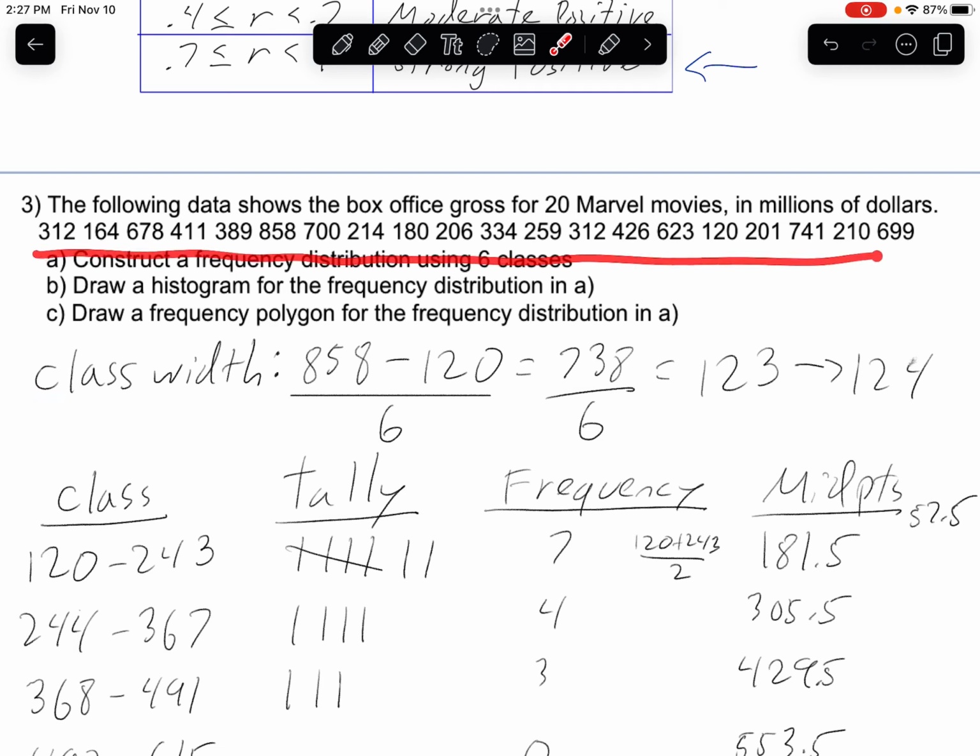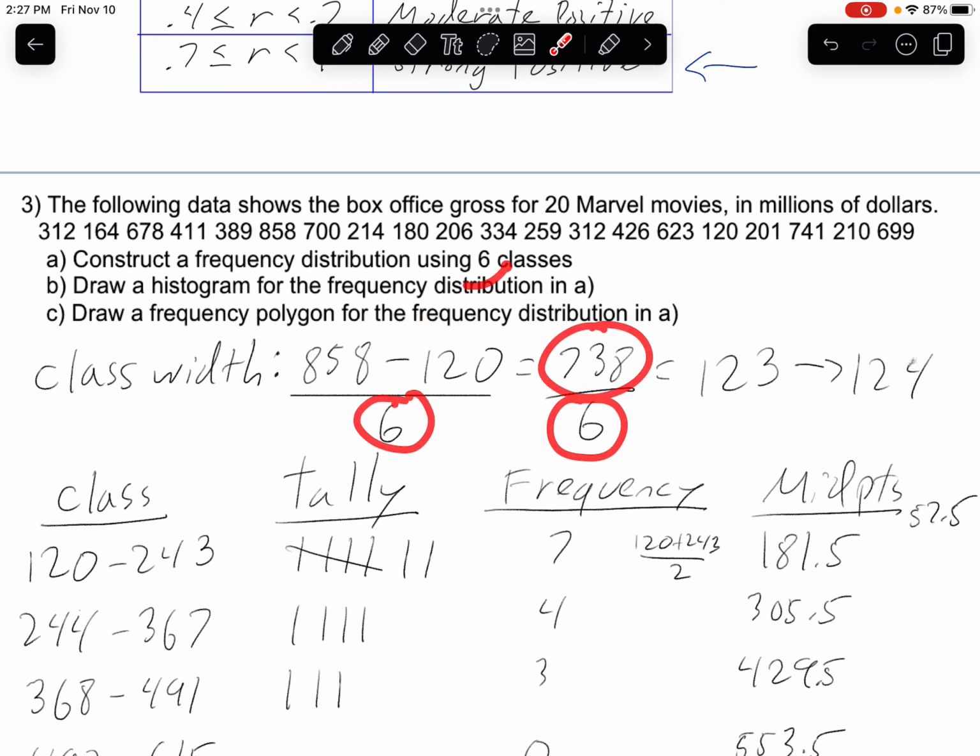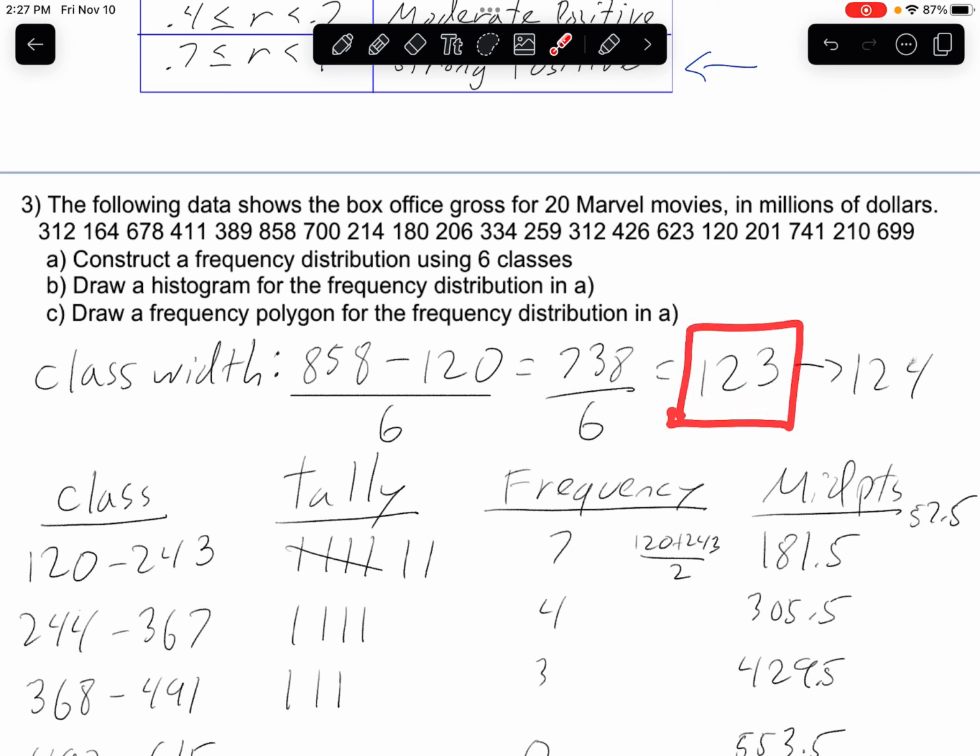Find the highest value in this data, which is 858. Find the lowest value in this data, which is 120. Subtract them to find the range. So 858 minus 120 is equal to 738. Divide by the number of classes, which in this case we were told is 6. That's equal to 123. Now once again, no matter which number you get, even if it's a whole number like 123, you have to round up to the next whole number. In this case, our class width is equal to 124.